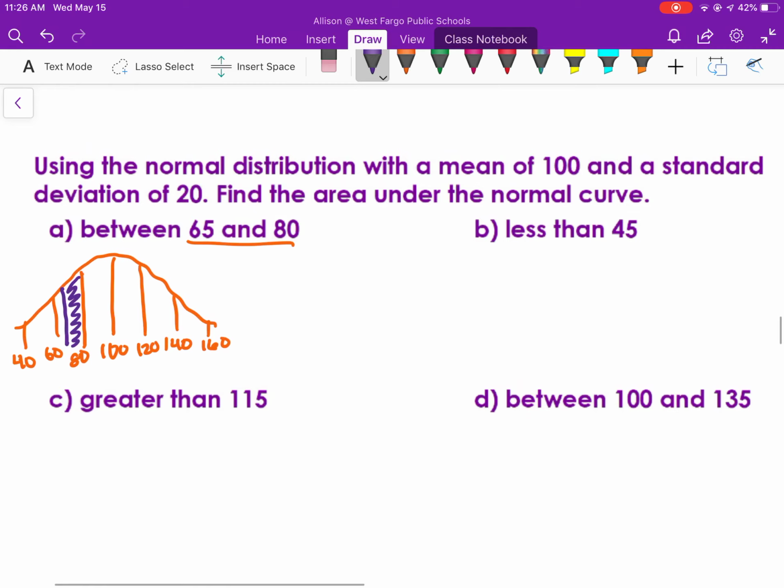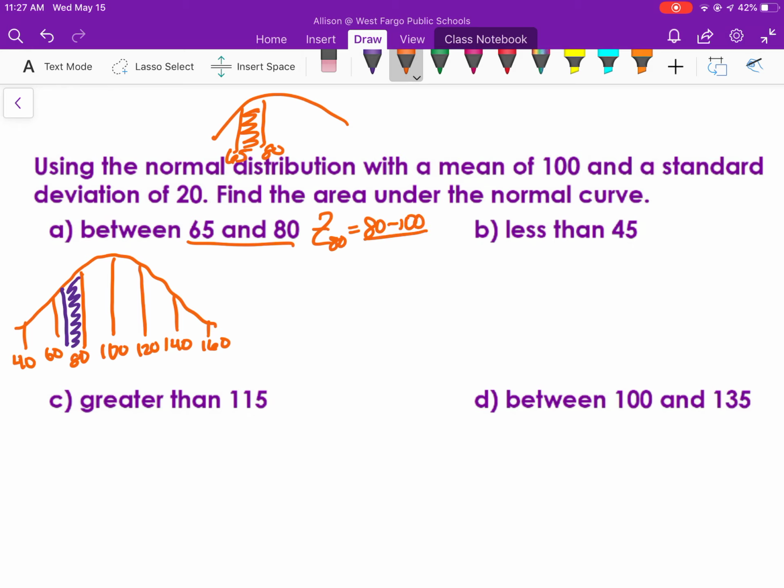So how am I going to get that? Essentially what you're going to do is you're going to use your z-table. You're going to find how much data is below 80. And then you'll find how much data is below 65, and then you'll subtract off how much is below 65, and that'll leave what's in between. So you find both, and then subtract off one of them to get what's left in between.